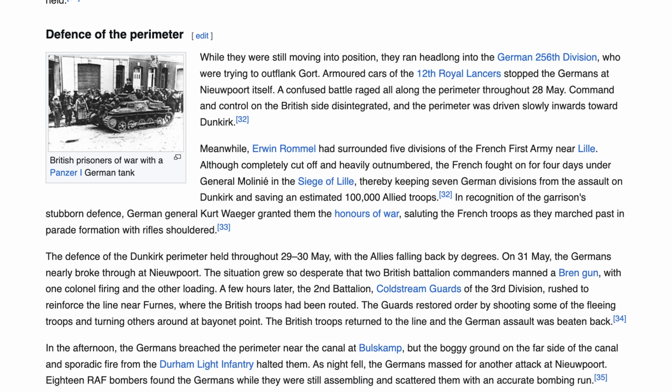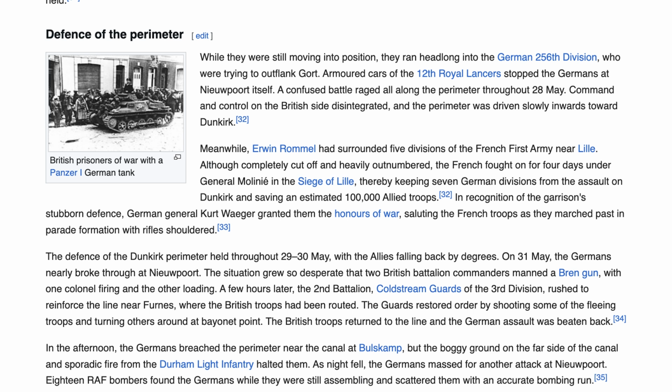The defense of the Dunkirk perimeter held throughout the 29th to the 30th of May, with the Allies falling back by degrees. On the 31st of May, the Germans nearly broke through at Nieuport. The situation grew so desperate that 2 British battalion commanders manned a Bren gun, with one colonel firing and the other loading.